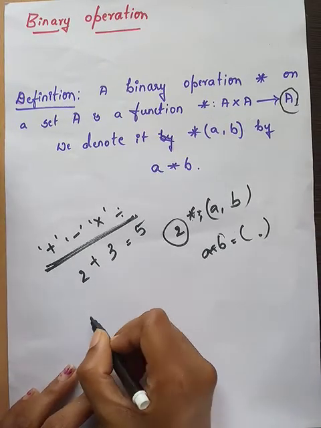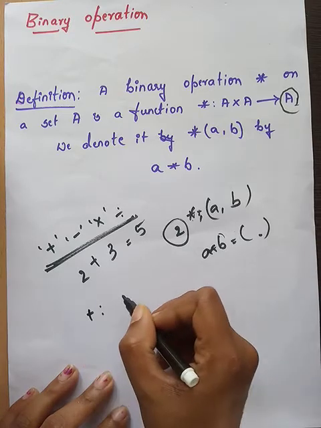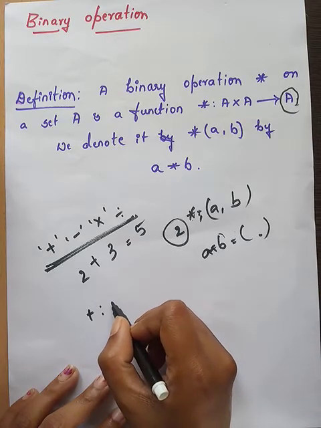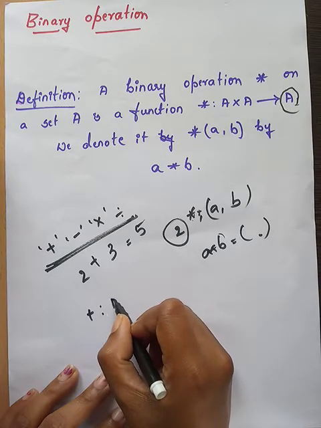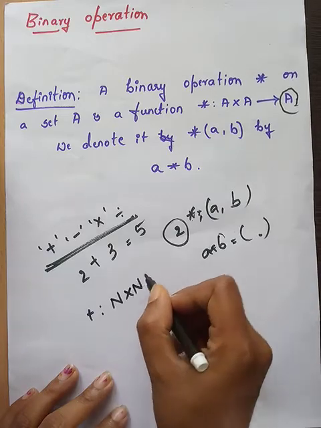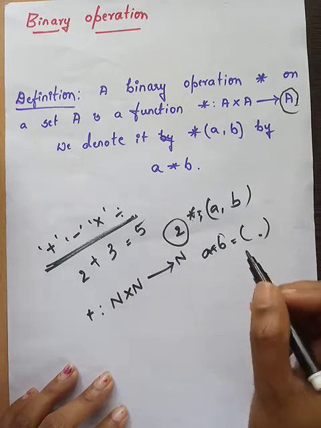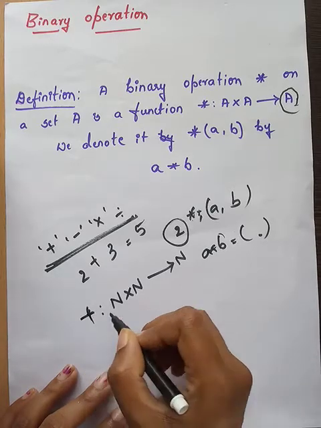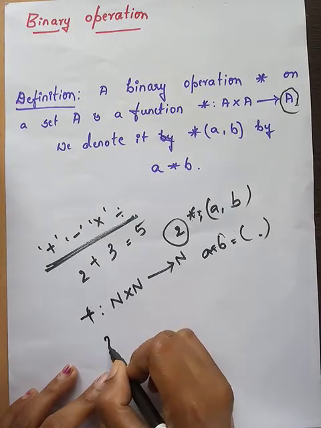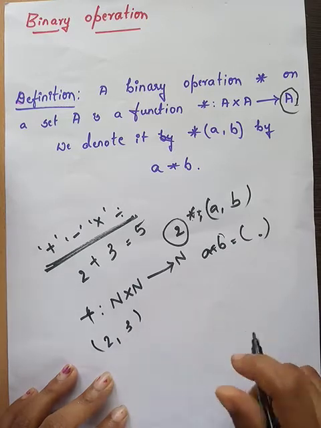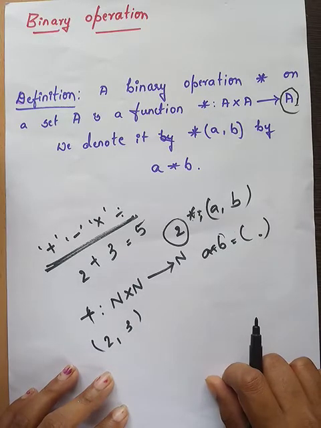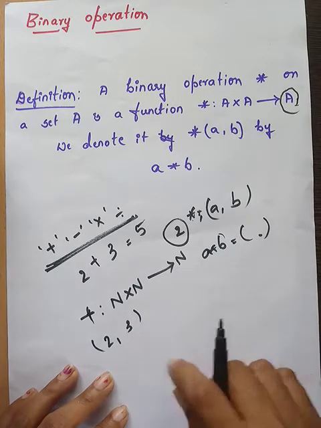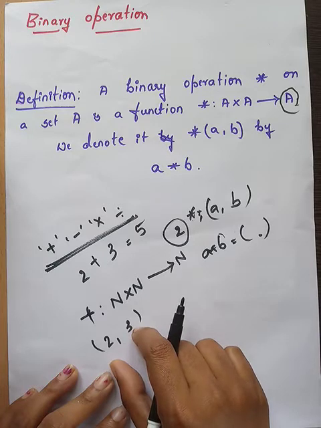For example, suppose you have addition on the set of natural numbers. So N cross N to N. N is nothing but the set of natural numbers. Suppose you take any two natural numbers, say 2 and 3. Natural numbers begin from 1, 2, 3 and go on, correct? So if you take two natural numbers, say 2 and 3.